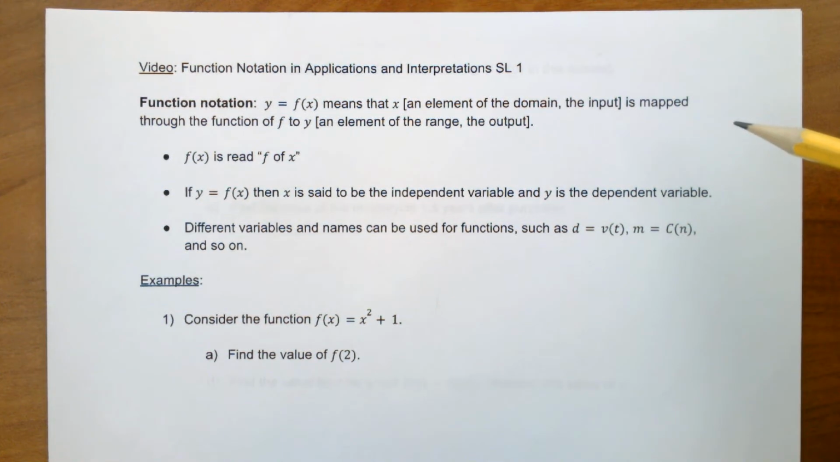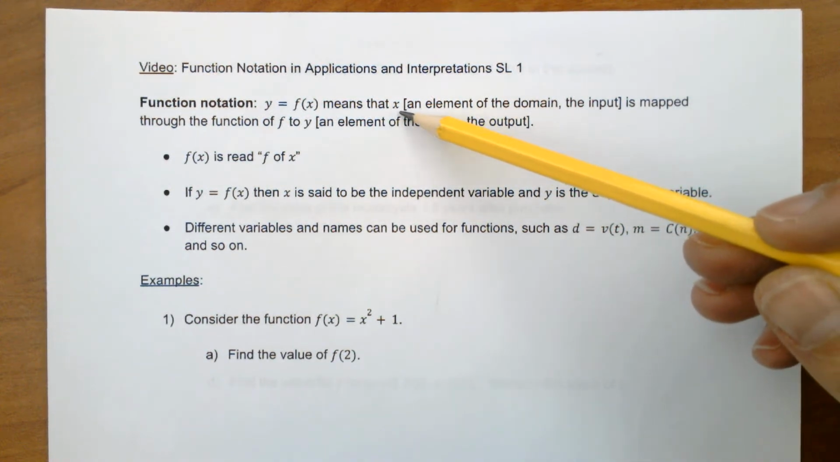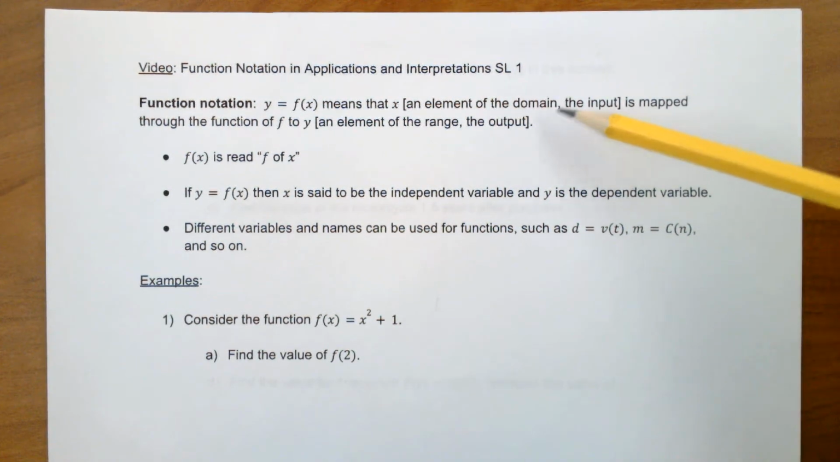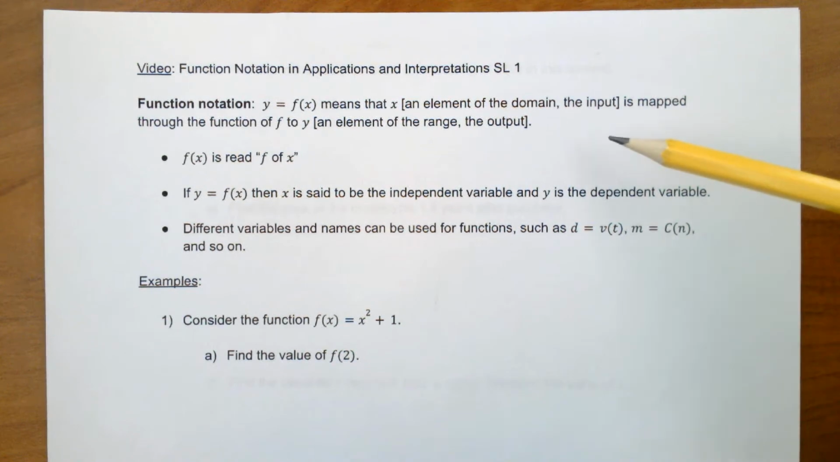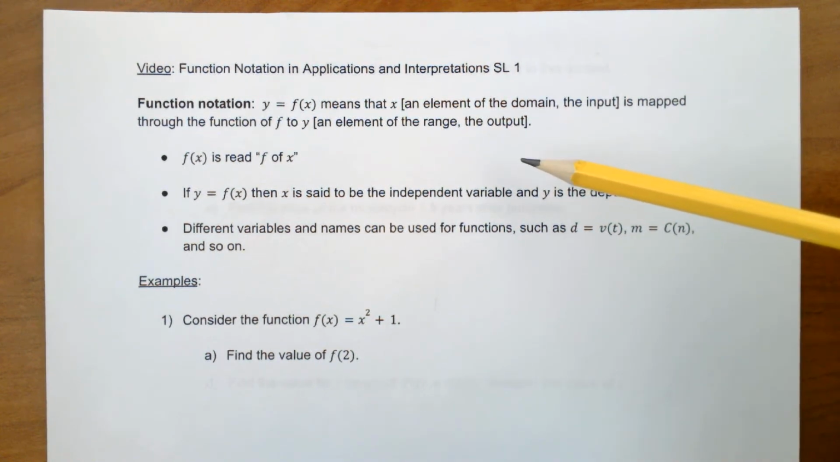Hello, this is Dr. Mears, and today we are going to be learning about function notation in our course Applications and Interpretations SL1. Function notation, y equals f of x, means that x, an element of the domain, the input, is mapped by the function f to y, an element of the range, the output.